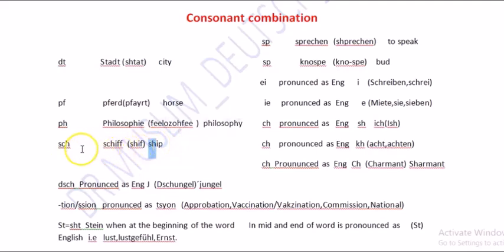And the next one: in English we use sh, but in German we use sch. For example, here it is written Schiff. Schiff means ship in English.